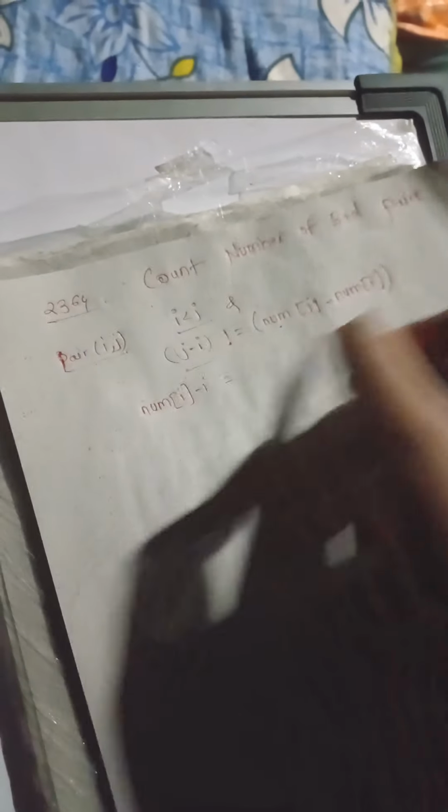To simplify this problem, we can formulate it this way. If you know that a minus b is not equal to c minus d, it is basically nums[i] minus i. If I pass this j over here, it becomes nums[j] minus j. These should not be equal, so we can write the formula like this, right?